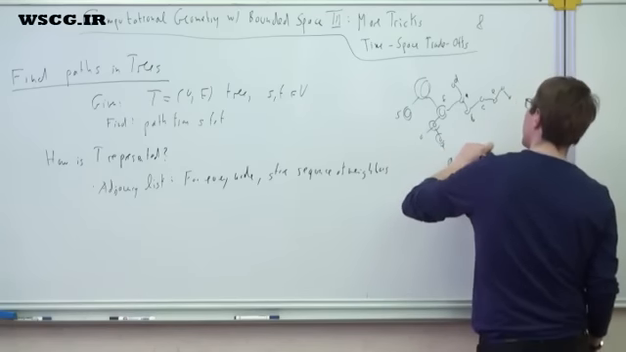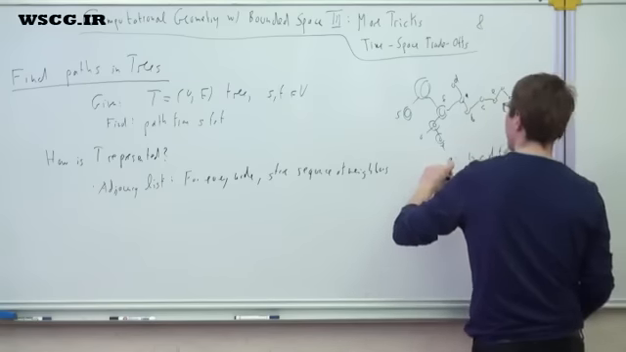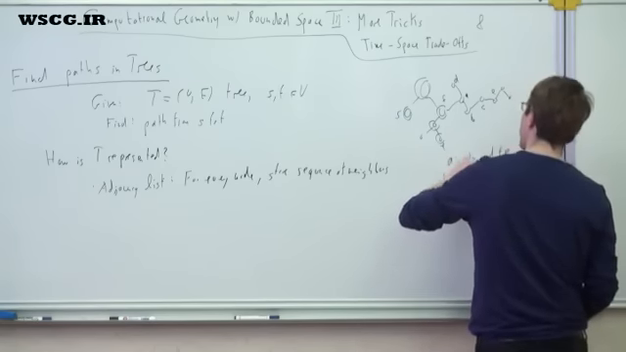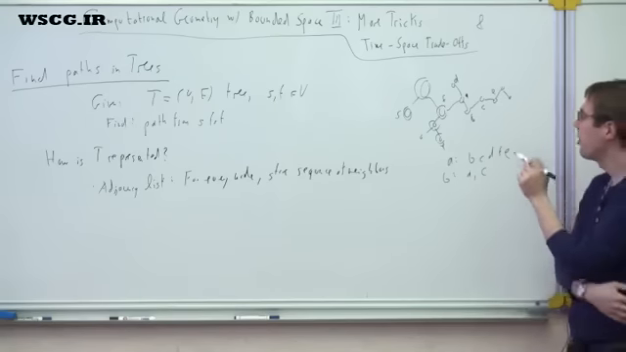B, C, D, F, E, for example, and B has the neighbors A and C, right? So that would be the usual adjacency list. But I also want to have some cross pointers.